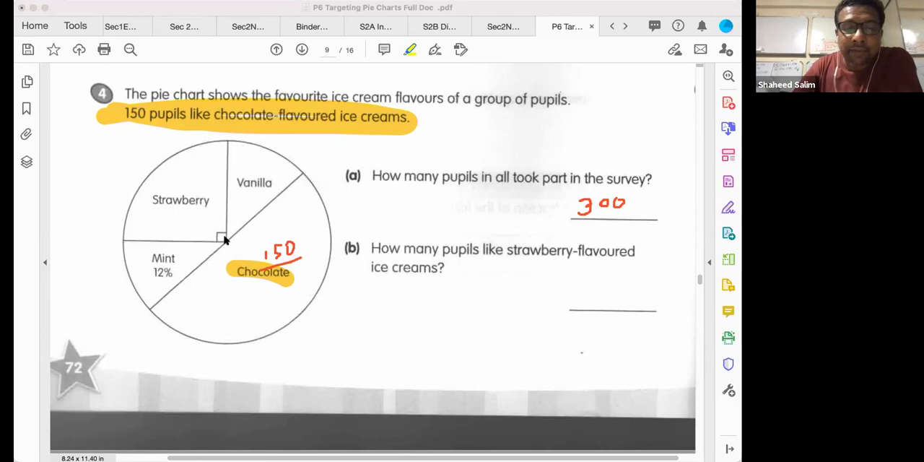Zahira, just divide this 150 by 2. You get half, 90 degrees. Just divide by 2. 90 degrees.